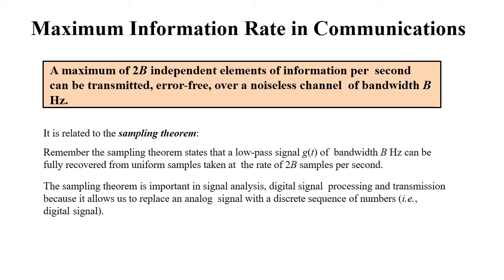Maximum information rate in communication: a maximum of 2B independent elements of information per second can be transmitted error free over a noiseless channel of bandwidth B hertz. So it is related to the sampling theorem. The sampling theorem is important for signal analysis, digital signal processing and transmission, because it allows us to replace an analog signal with a discrete sequence of numbers, that is a digital signal.